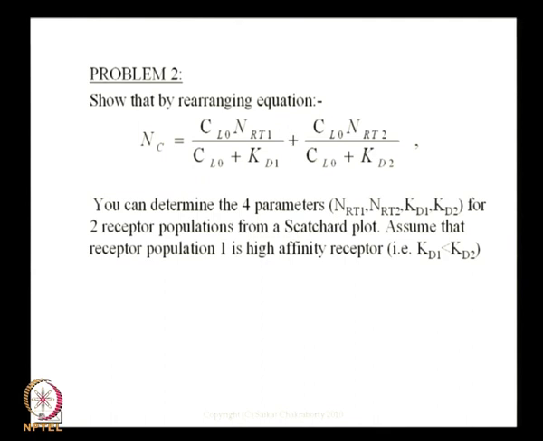Show that by rearranging this equation you can determine the 4 parameters nRT1, nRT2, KD1, KD2 for 2 receptor populations from the scatter plot. You can assume one of them to be 100 times higher than the other. I showed you the scatter plot, and all I am trying to tell you is how you can exploit this steady state equation to get the 4 parameters nRT1, nRT2, KD1 and KD2. So, we will stop here and continue later today.